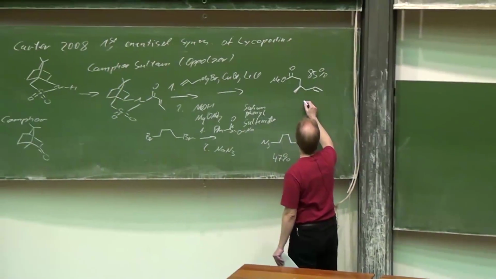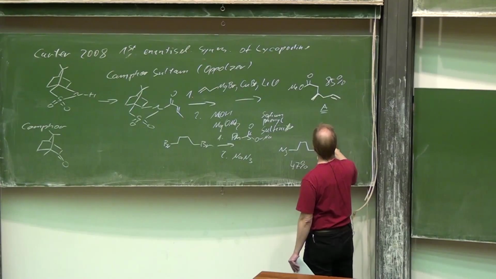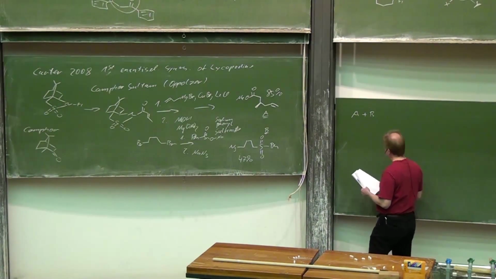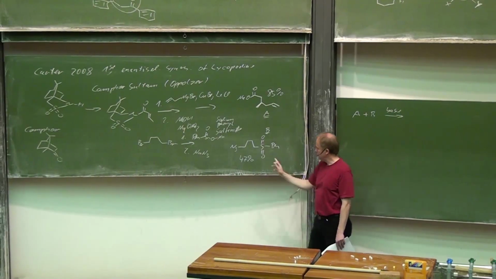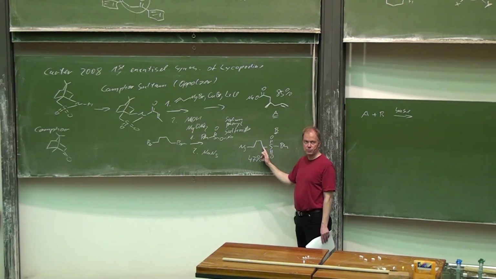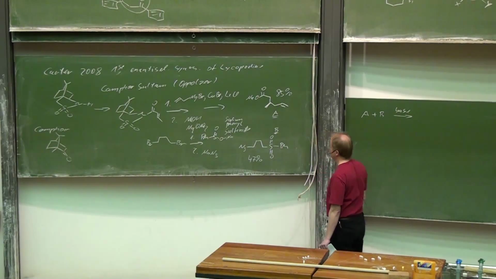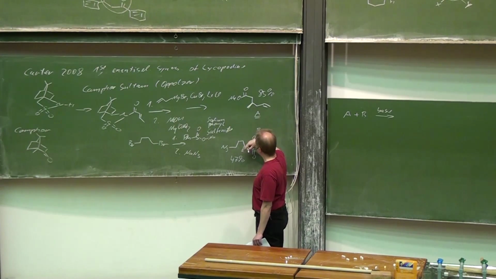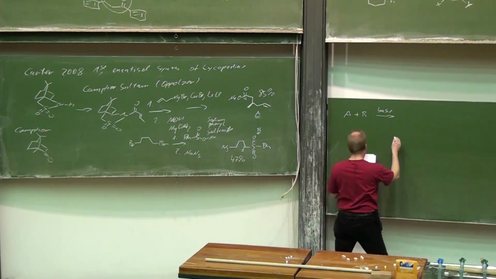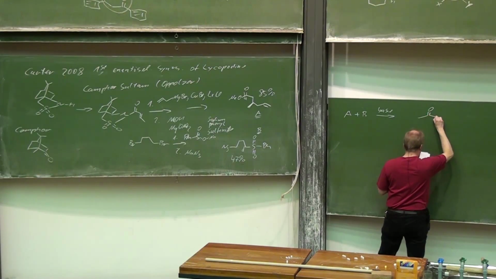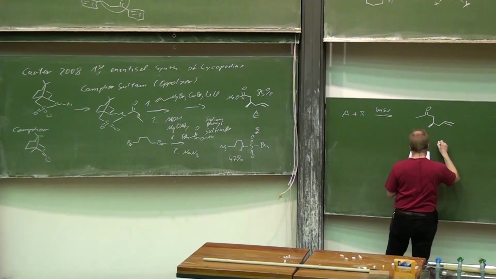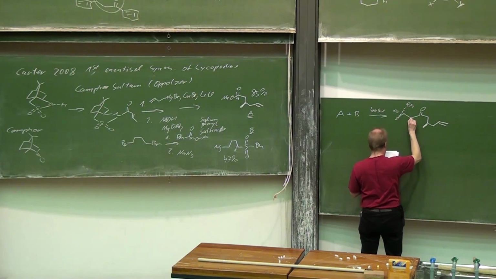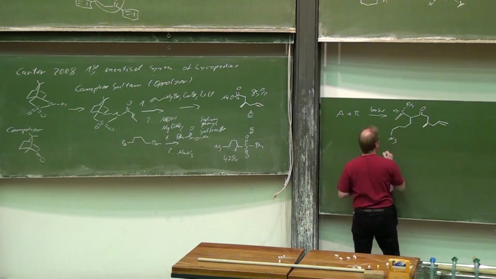Next step, call that within this synthesis A, this B, A plus B. Under basic conditions, a simple base, you have the acidic proton, deprotonating here, more acidic than alpha to that ester functionality. Then this is the nucleophilic center, this is the donor center, this is the acceptor center, and therefore the combination will lead to this result.